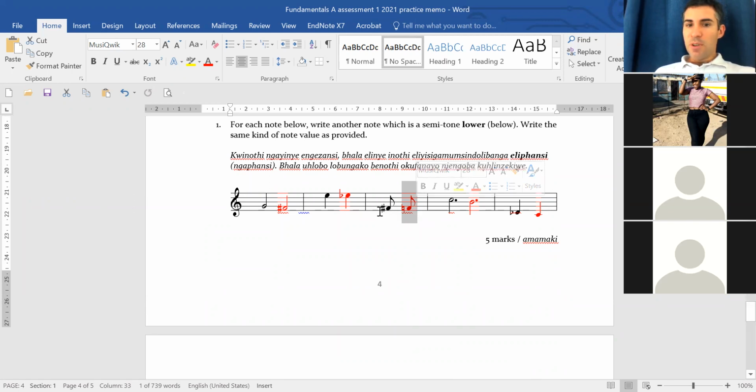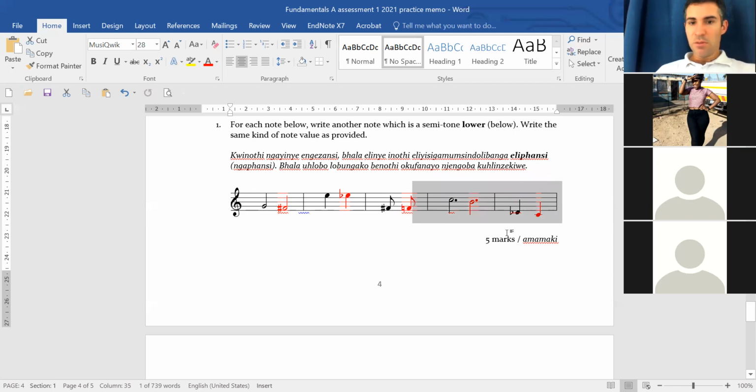Because that F sharp over there is going to affect this whole bar. So if we just wrote an F over here, it would also be an F sharp. So we have to write the natural sign in front of it. Now I'm not going to do these two ones over here unless you want me to, because they work in exactly the same way.